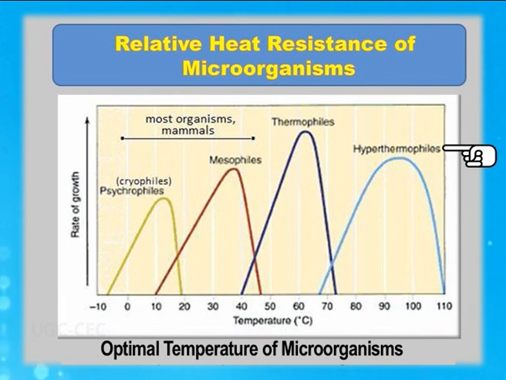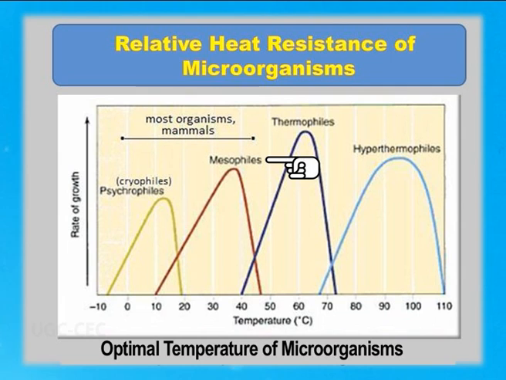However, the hyperthermophiles are able to survive at a temperature of 65 to 110 degrees Celsius. So, we find that there is a various optimal temperature range for the growth of different types of microorganisms. Now, how to devise the heat treatment method? Because a food has got numerous kinds of microorganisms.